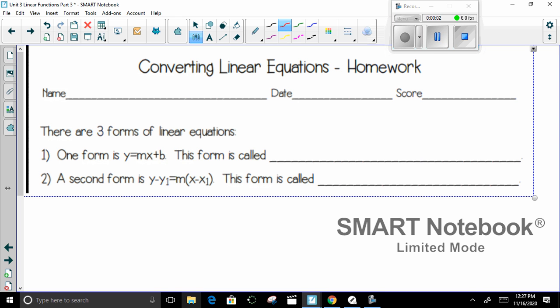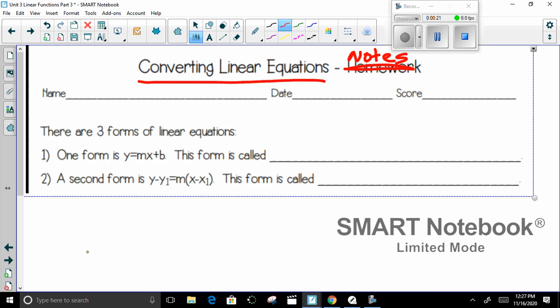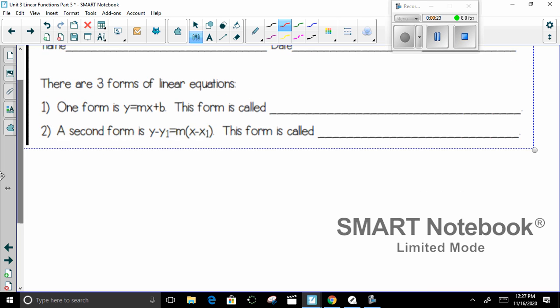Hey, all right, we're going to use this more as notes, not as a homework. You've now learned all linear equation forms. You've learned slope-intercept, you've learned standard, and you've learned point slope. We're going to go a little bit further with standard today, and then we're going to convert between all three of them. So there are three forms of linear equations.